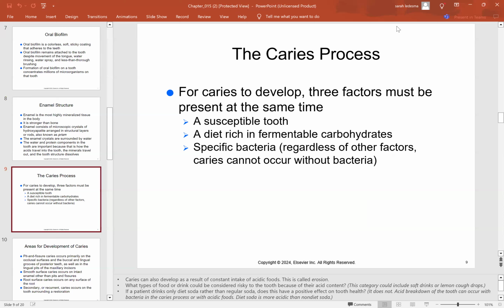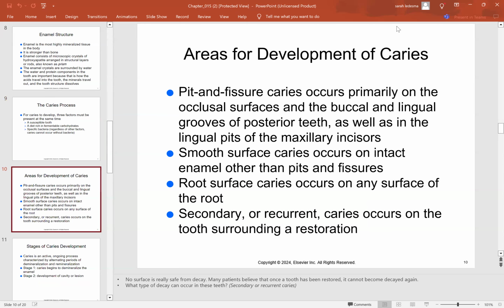So, with the caries process, in order for a cavity or caries to develop, we have to have three factors: a tooth, a diet that's rich in carbohydrates, and a specific bacteria. Areas where we can develop caries include pits and fissures on the occlusal surfaces and the buccal and lingual grooves of posterior teeth, and also on the lingual pits of the maxillary incisors, smooth surfaces, root surfaces, and then we can also develop secondary or recurrent caries that would occur on an existing restoration.